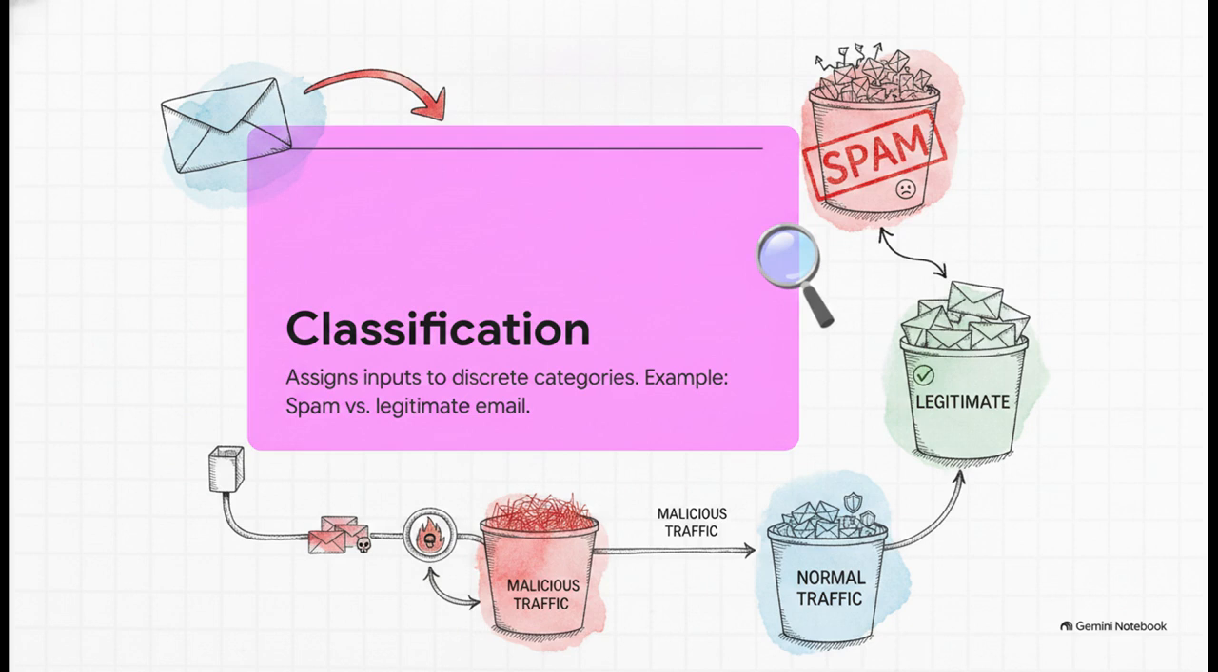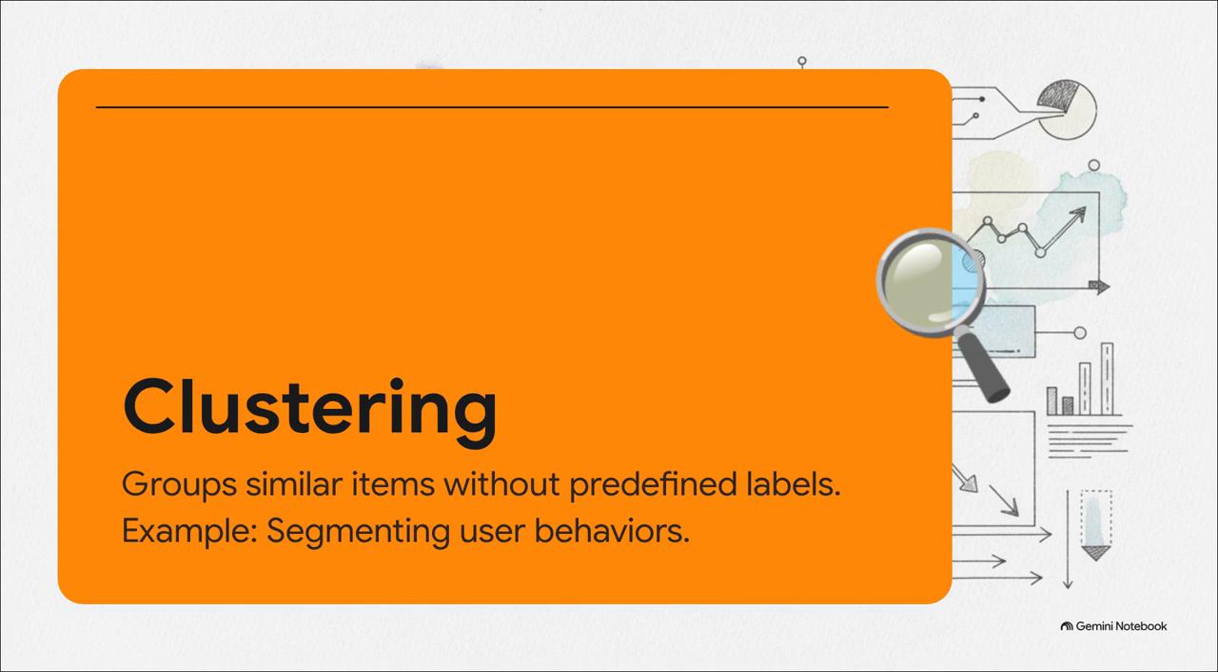Imagine an intrusion detection system. Rather than just relying on static port blocking or explicit IP blacklists, which, let's face it, attackers bypass easily, a classification model analyzes hundreds of behavioral features dynamically. It's looking at packet sizes, payload structures, request frequencies, and in real time, it accurately classifies that traffic as either safe or malicious. Finally, let's look at clustering.